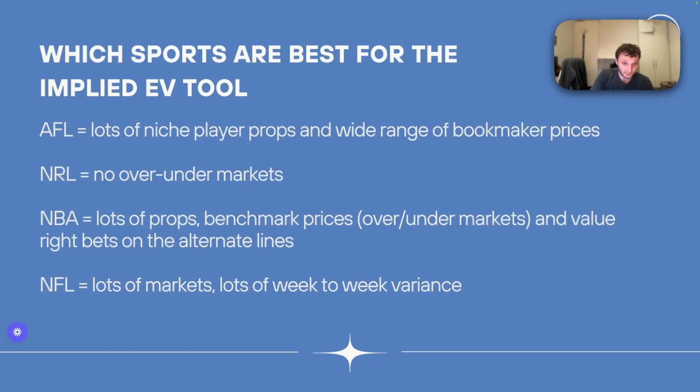NFL is another good sport for implied EV. The seasons are short, so you don't get a lot of historical data, but the matchups are also really important, so they can have a huge impact on odds. So using the implied EV can be a great way to quickly spot some potential value opportunities.